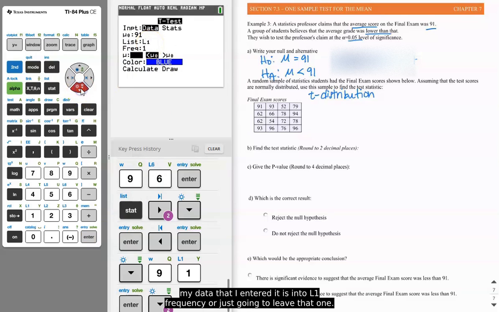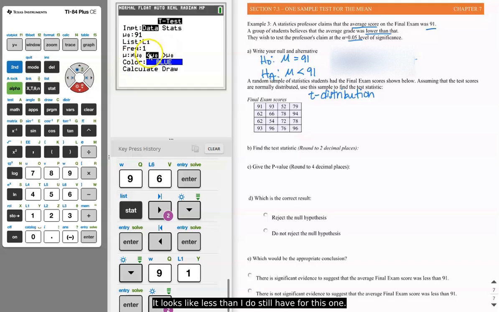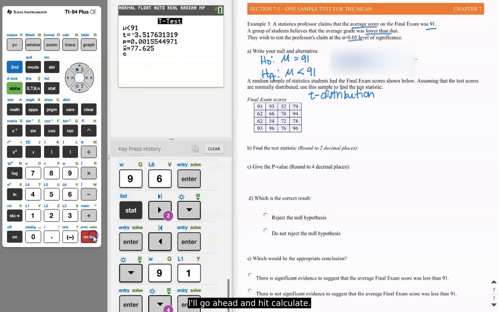Frequency, we're just going to leave at 1. It looks like less than is what I still have for this one. So I'll go ahead and hit calculate. And if I want to find the test statistic rounded to 2 decimal places, that's going to be the t value that I see there. So it looks like t is negative 3.52.